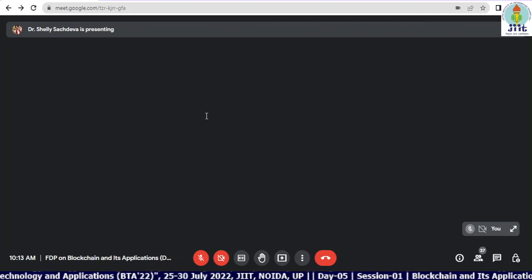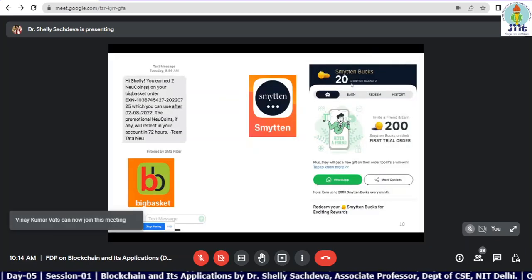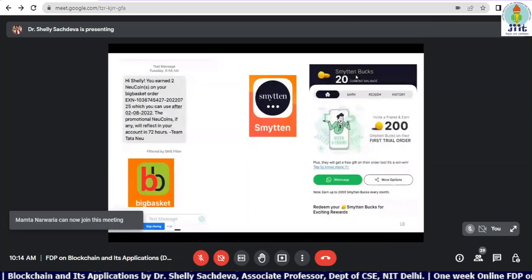Smitten is another application which says, you gave some feedback for a product, and then you earned some points based on that. For example, on every feedback or rating that you have done, you'll earn 5 Smitten bucks. So Smitten bucks is another form of currency. It's not a physical currency, but yes, it's a virtual kind of currency.